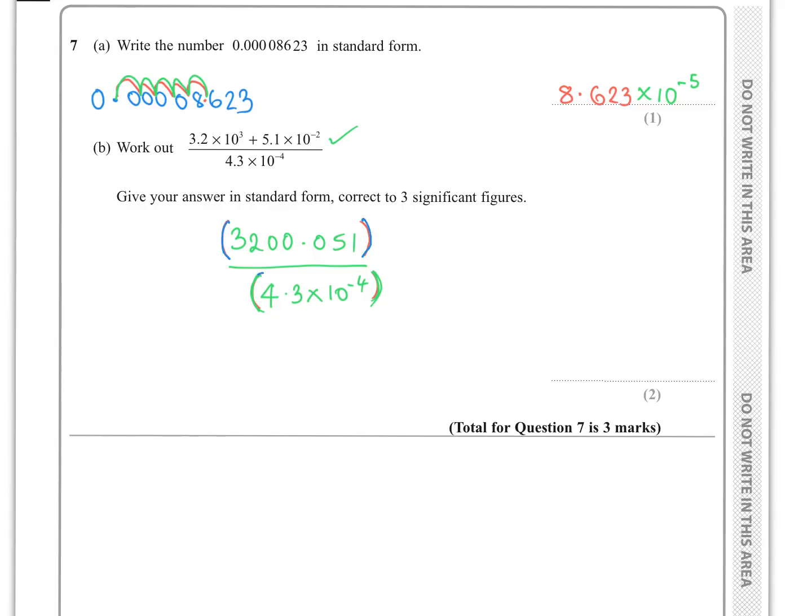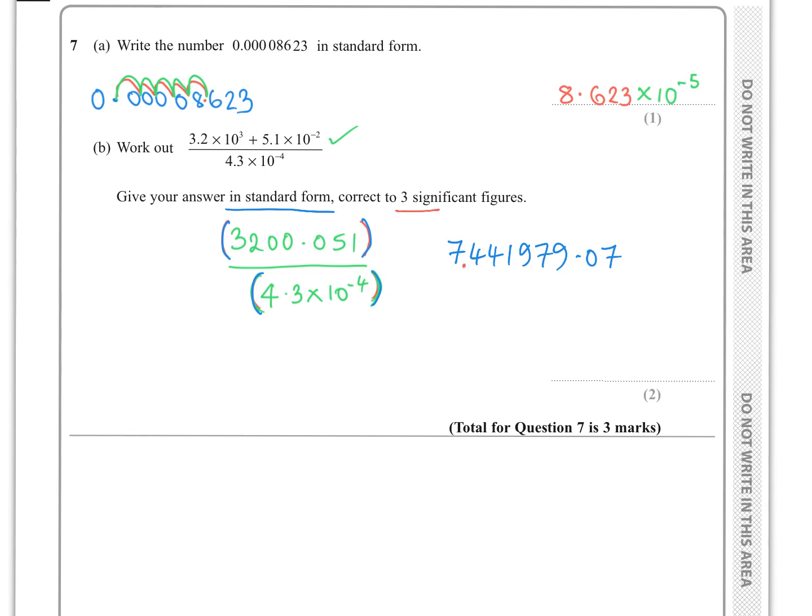You then press divide, and then you open another bracket, and I can guarantee you won't mess up. So you put the first number in, which I've already got in my calculator anyway, and then I'm going to press divide, but then the brackets underneath are really, really crucial. So that's 4.3 times 10 to the power negative 4. And what that gives me is 7441979.07.